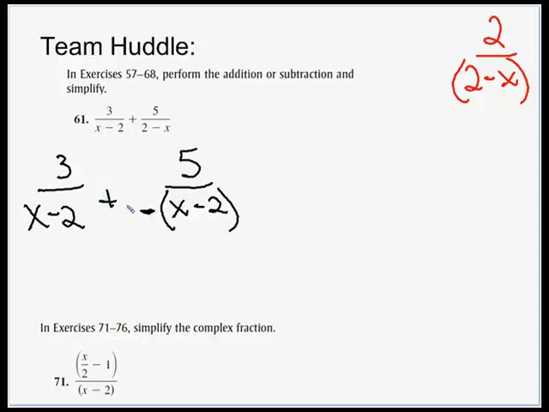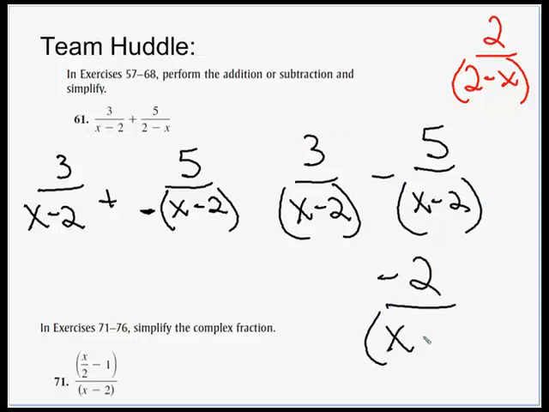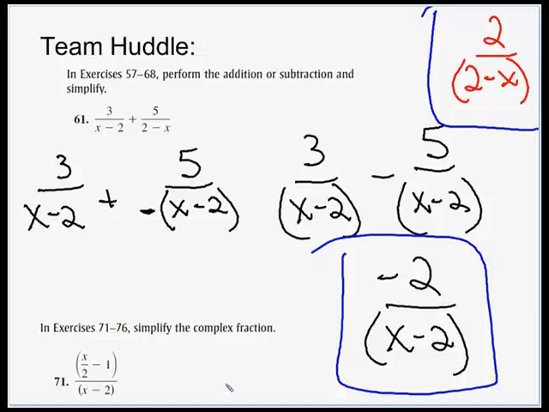So this negative is sort of going to overpower that plus sign. We're going to have 3 over the denominator x minus 2 minus 5 over the denominator x minus 2. Denominators are already common, so now we just subtract. 3 minus 5 is negative 2 over the quantity x minus 2. But look, that's not exactly what we found the other way. We have this and this. What's the difference? We have this negative sign, and the denominator looks like it's flip-flopped.